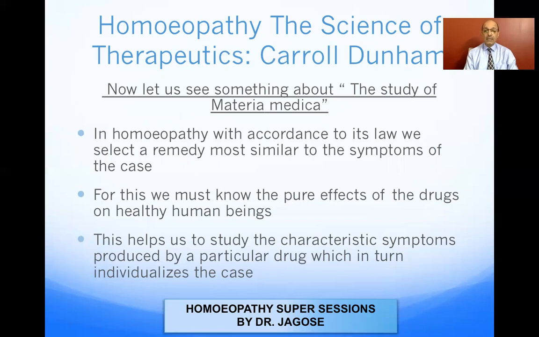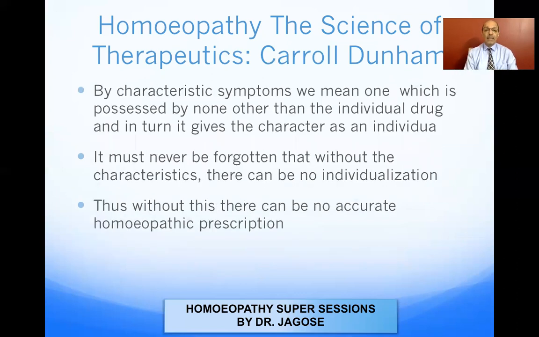This helps us to study the symptoms produced by particular drugs, which in turn individualize the case. While drug proving, we have got a number of symptoms. The common division is the common symptoms and the characteristic symptoms. So he says, if you study the characteristic symptoms of a particular drug, that will help you to individualize the case. By characteristic symptoms, we mean one which is possessed by none other than the individual drug, and in turn gives the character as an individual.